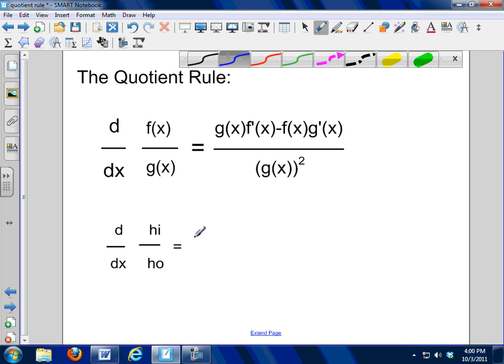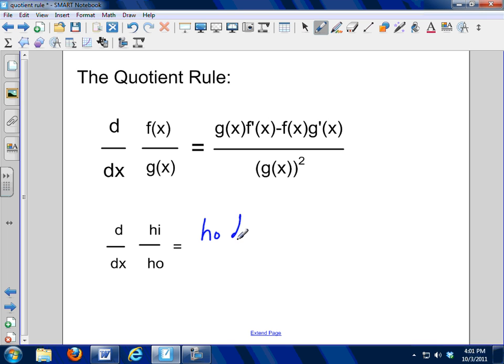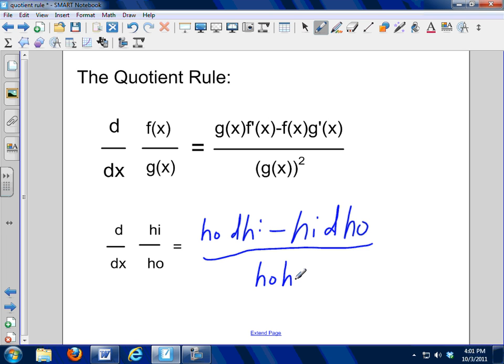Okay, so the derivative of high over ho. High is my numerator, ho is my denominator. High, ho, think seven dwarfs on the bottom. So what it's going to be is ho d high minus high d ho all over ho ho, or ho squared. It makes a difference in this case the order that we do these things. So it really is important that we have ho d high minus high d ho over ho ho. Notice we've got all the ho's right in a row at the end, ho ho ho.